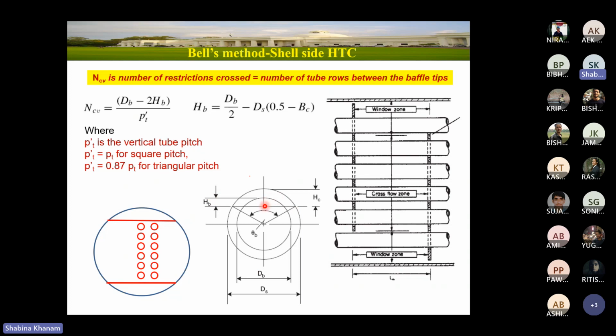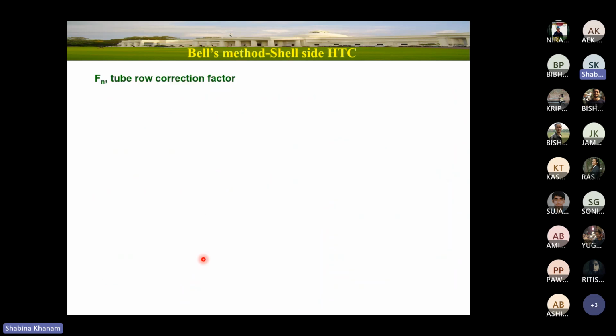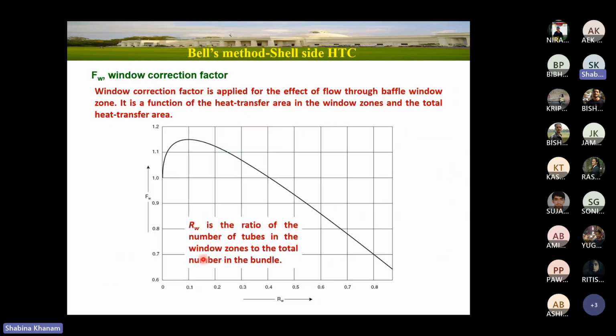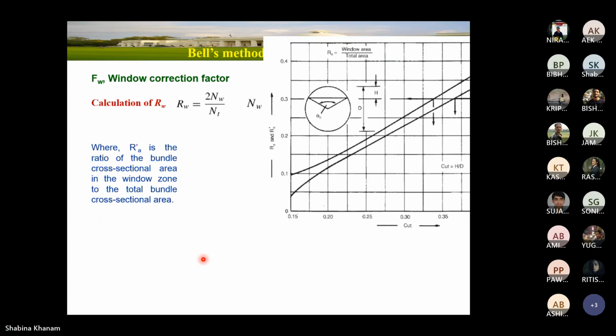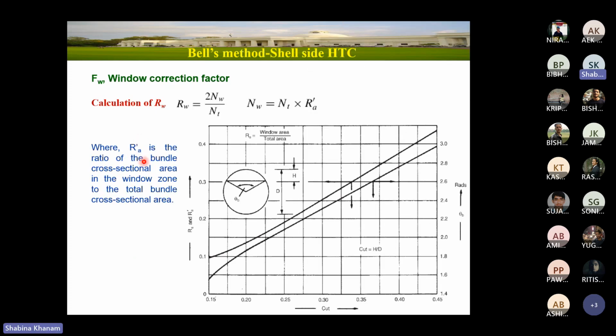And when we consider RA, it will depend on the baffle cut, which will be HC by DS. Baffle cut is HC by DS. Bundle cut is HB by DB. Please keep that in mind. Here I am considering RA prime; wherever we consider RA, we will see that. So you need to consider the x-axis, which is the cut, whatever cut you need to consider.